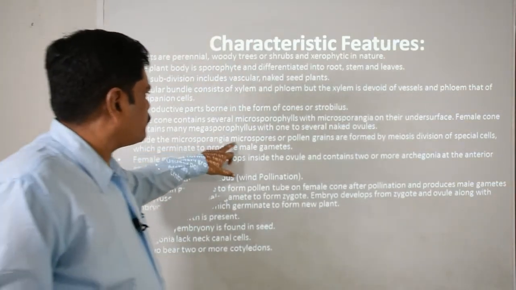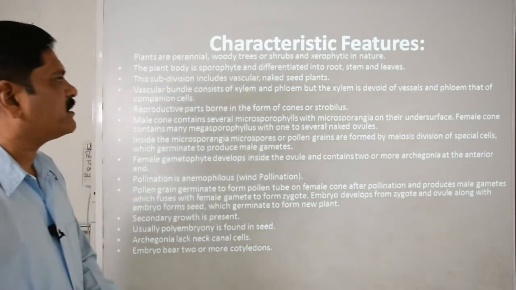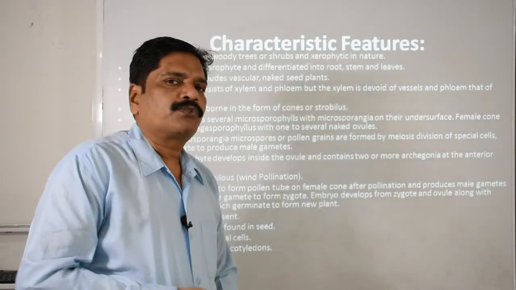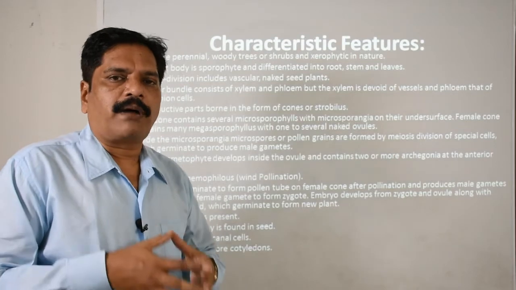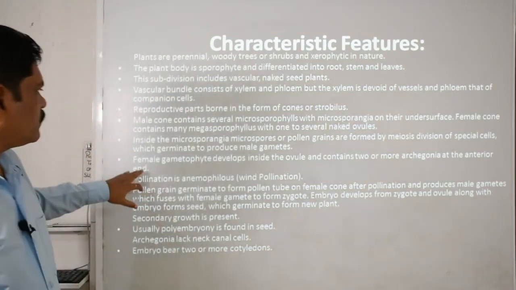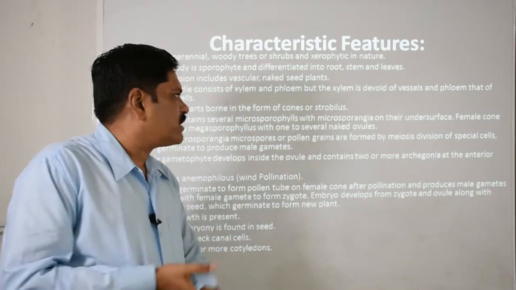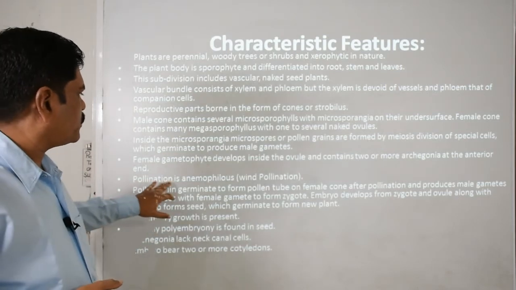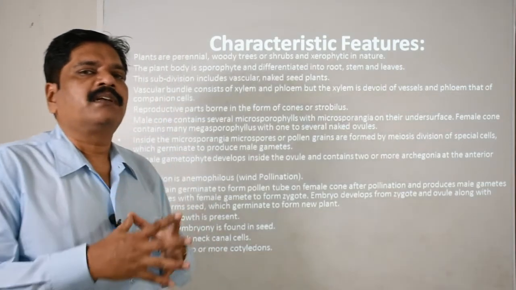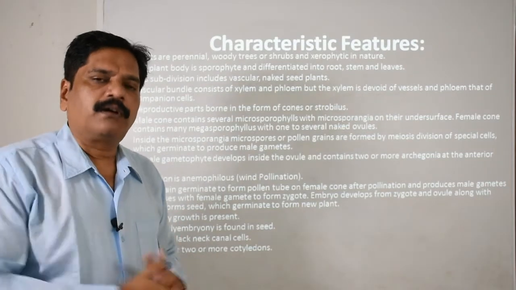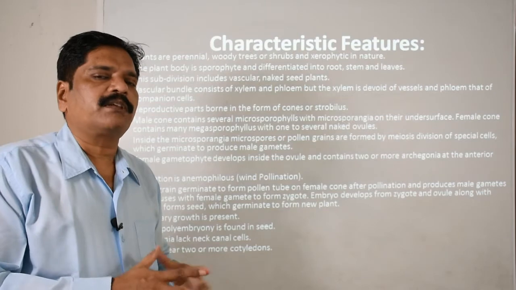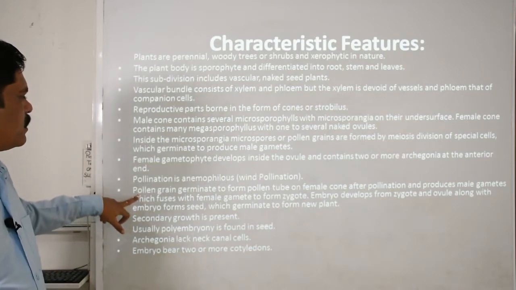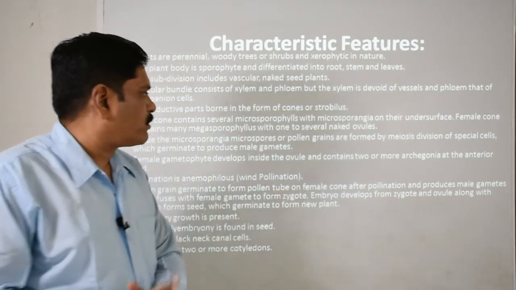Now inside the microsporangium, microspores or pollen grains are formed by the meiotic division of a special cell and which germinate to produce the male gametes, clear. So male gametes are haploid, they form in the microsporophylls, okay. Now the female gametophyte develops inside the ovule and contains two or more archegonia at the anterior end, right. The pollination is anemophilous in nature, that means here there is no need of water. Pollen grains are carried from the male to the female reproductive organ with the help of wind only, clear.